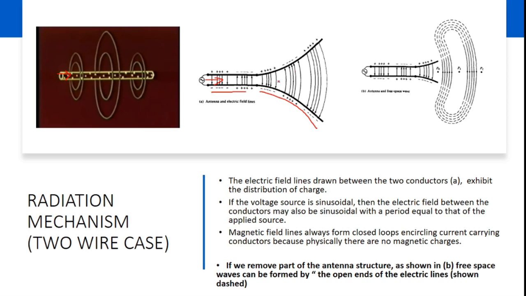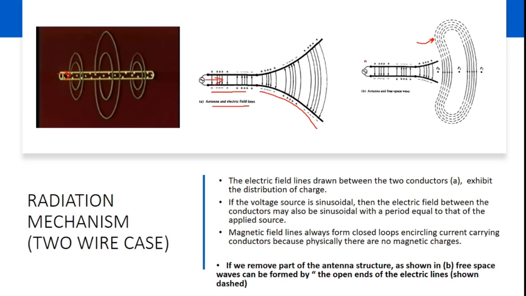Now how should these electric lines be converted to free space lines? That is our next point of interest. If you see the first diagram, it shows the antenna and electric field lines. These electric field lines will be alternating in nature. And this second diagram represents the antenna and free space waves. Now how can we create these free space waves from the electric field that is generated here?